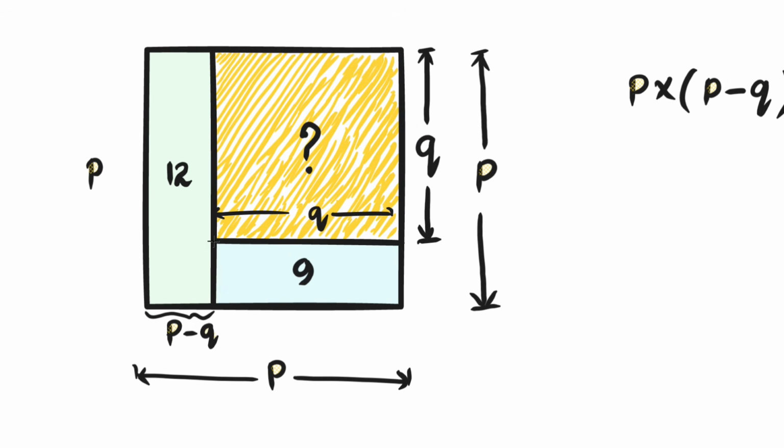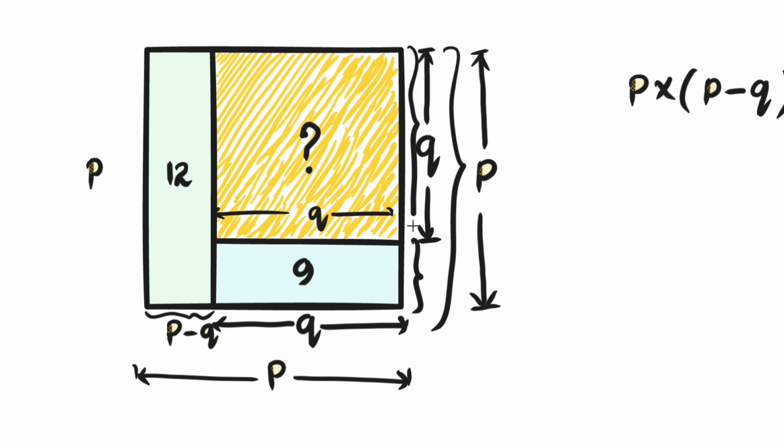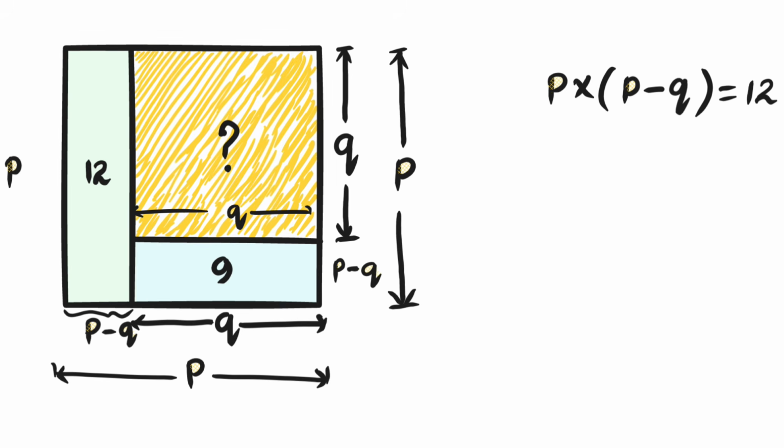Now let's move to the rectangle at the bottom right. This is where the second piece of information comes in. The width of this lower rectangle lines up exactly with the small square above it, so its width is q. Its height is the part of the large square that remains below the small square, which is again p minus q. Notice something important here. This rectangle has the exact same height, p minus q, that appeared in our first equation.